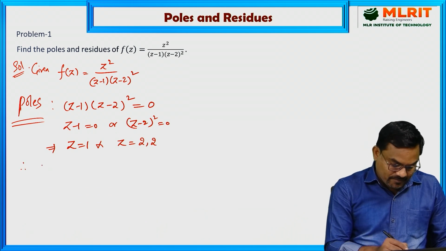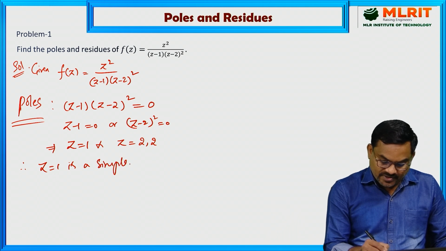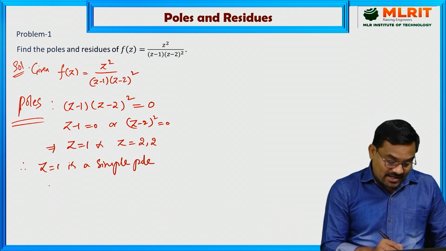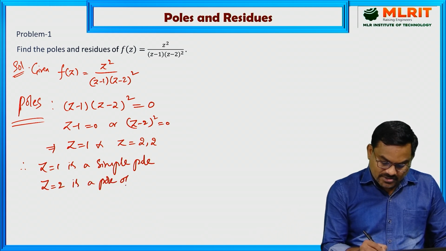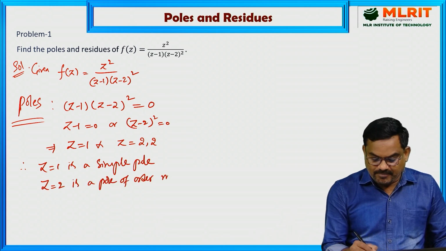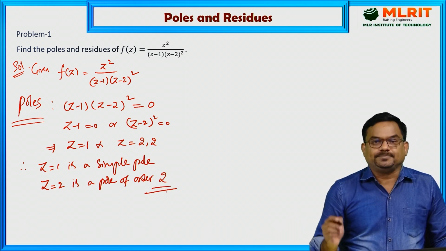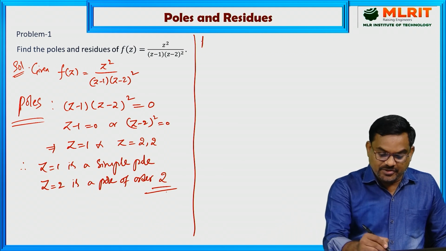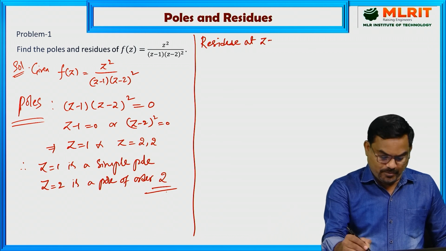So, therefore, z equal to 1 is a simple pole. Here, z equal to 1 is a simple pole, and z equal to 2 is a pole of order m, where m is 2, a pole of order 2. Now, to find the residue at the simple pole z equal to 1.